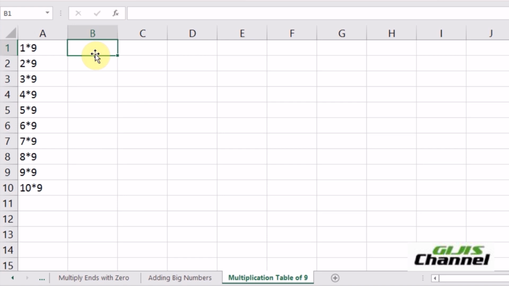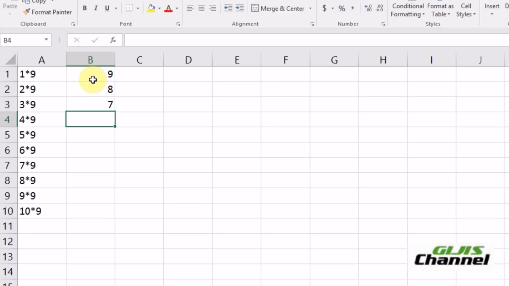Some of the kids have a hard time remembering the multiplication table of 9, but there is a very easy way we can remember it. 1 times 9 is 9. Starting from 9, write down all the way from 9 to 0: 9, 8, 7, 6, 5, 4, 3, 2, 1, 0. We write down from top to bottom. Right now let's write from the bottom to the top in the other way.